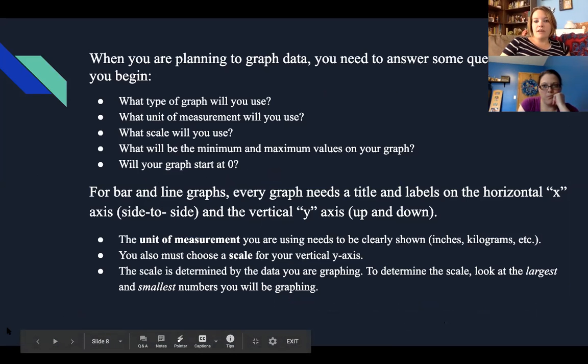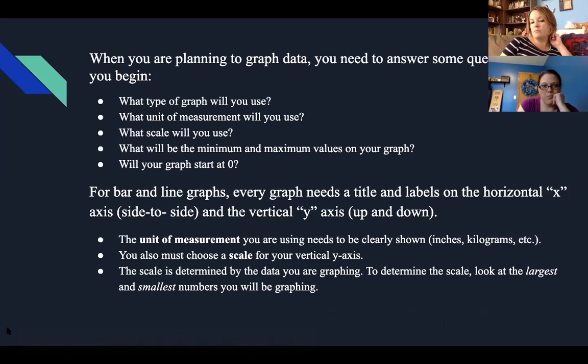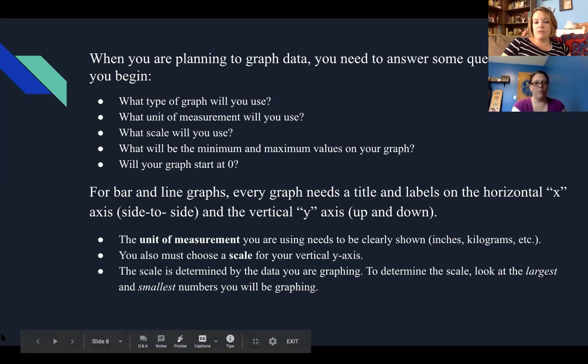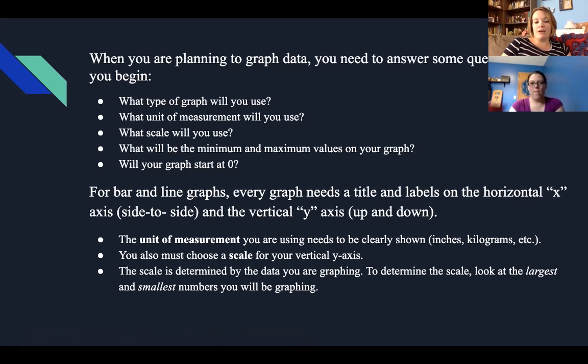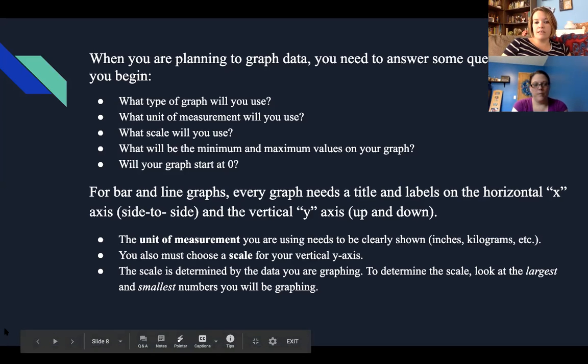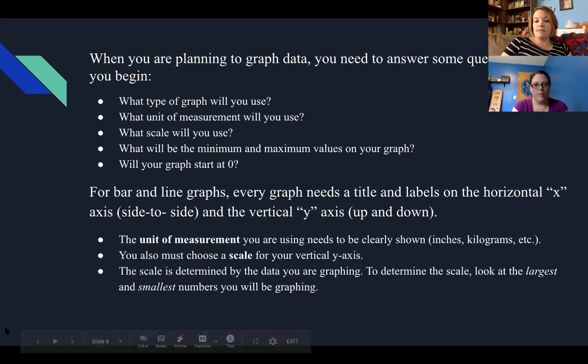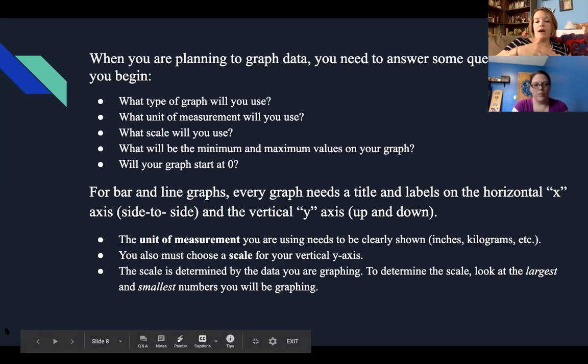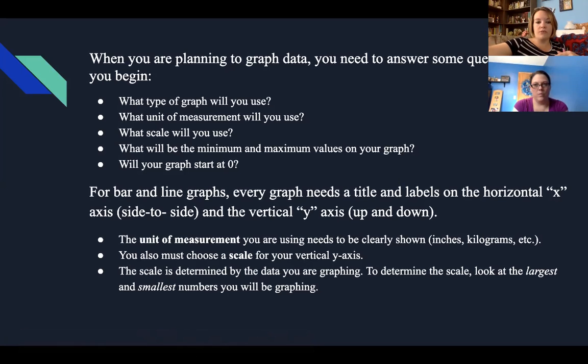And it says, when you're planning to graph data, you need to answer some questions before you begin. So before you know what kind of graph you want to use, you need to go through all these questions. What type of graph will you use? What unit of measurement will you use? What scale will you use? What will be the minimum and maximum values on your graph? So like 0 to 100 or 0 to 10. And then will your graph start at 0? Maybe your graph needs to start at 20 so you can show more growth between like 20 to 1,000 or something. So not every graph needs to start at 0.